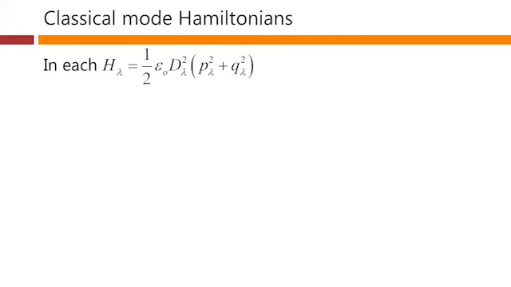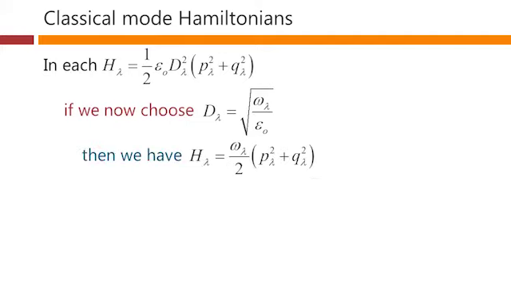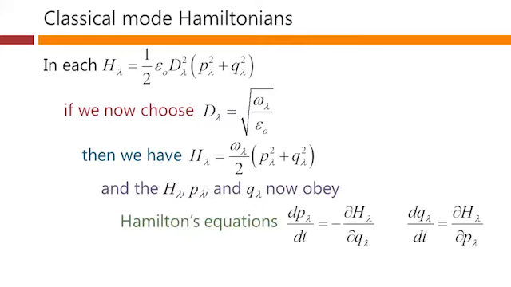In each of these separate Hamiltonians, one for each mode, if we now choose d lambda equal to the square root of omega lambda over epsilon naught, then we can write our Hamiltonians for each mode in this form. And now we find that this Hamiltonian, h lambda for mode lambda, and p lambda and q lambda, now obey Hamilton's equations. Remember before that we'd also had conditions relating p lambda and q lambda and their derivatives that we could figure out, just as we'd figured them out before for our single mode example. So with this choice, we'll be able to satisfy all of Hamilton's equations for each of these Hamiltonians for each mode with our h lambda, our p lambda, and our q lambda. And we could check that.